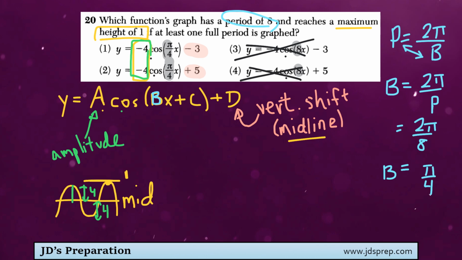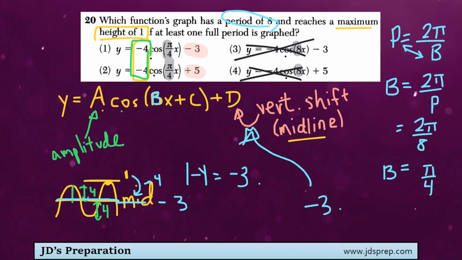And then if we just simply subtract 4 from 1, we'll get the value of the midline, where the midline is. And 1 minus 4 is -3. So the midline is at -3, which means our d value is -3. And so now we know the correct answer is option number 1, because that has the correct d value. So we're subtracting 3 there.